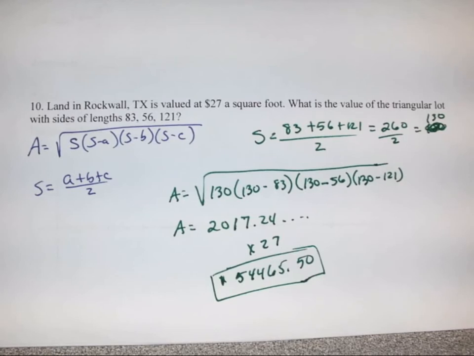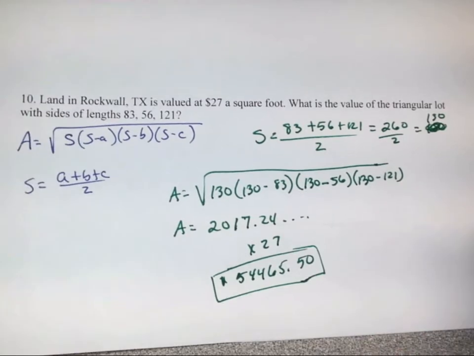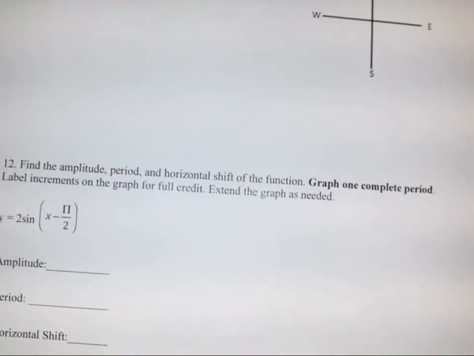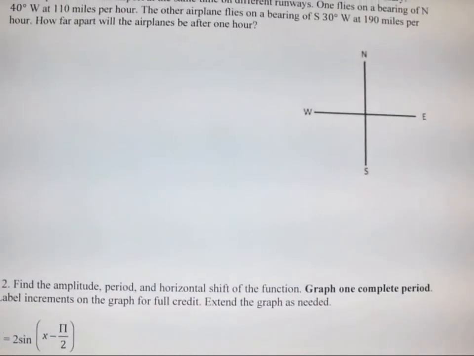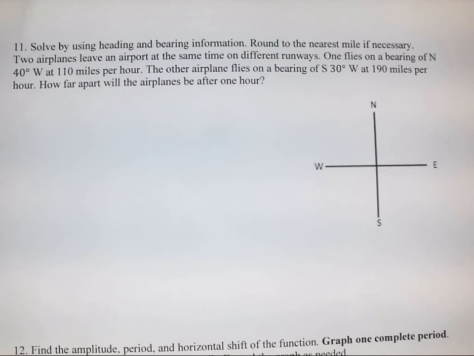All right, so our next problem is a bearing problem. We are looking at solving by using heading and bearing information. We're going to round to the nearest mile if necessary. We have 2 airplanes leave an airport at the same time on different runways. One flies on a bearing of north 40 degrees west at 110 miles per hour, and the other airplane flies on a bearing of south 30 degrees west at 190 miles per hour. How far apart will the airplanes be after 1 hour?